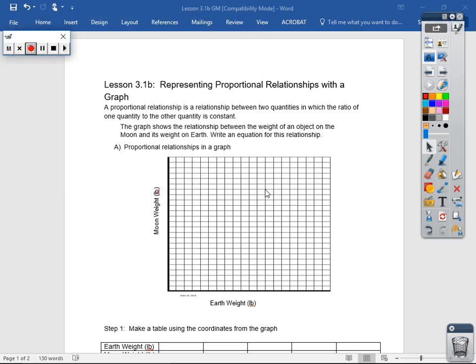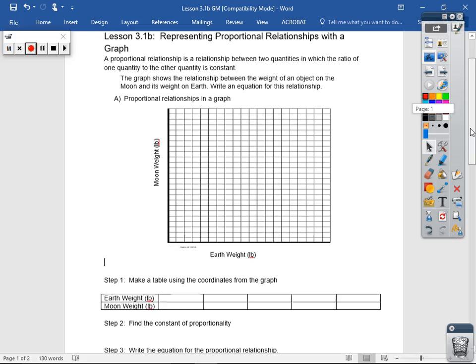Hi, Miss Youngblood here. We're going to do lesson 3.1b, representing proportional relationships with a graph. A proportional relationship, as we covered in 3.1a, is a relationship between two quantities in which the ratio of one quantity to the other quantity is constant. The graph will show the relationship between the weight of an object on the moon and its weight on Earth. We are then going to write an equation for this relationship.